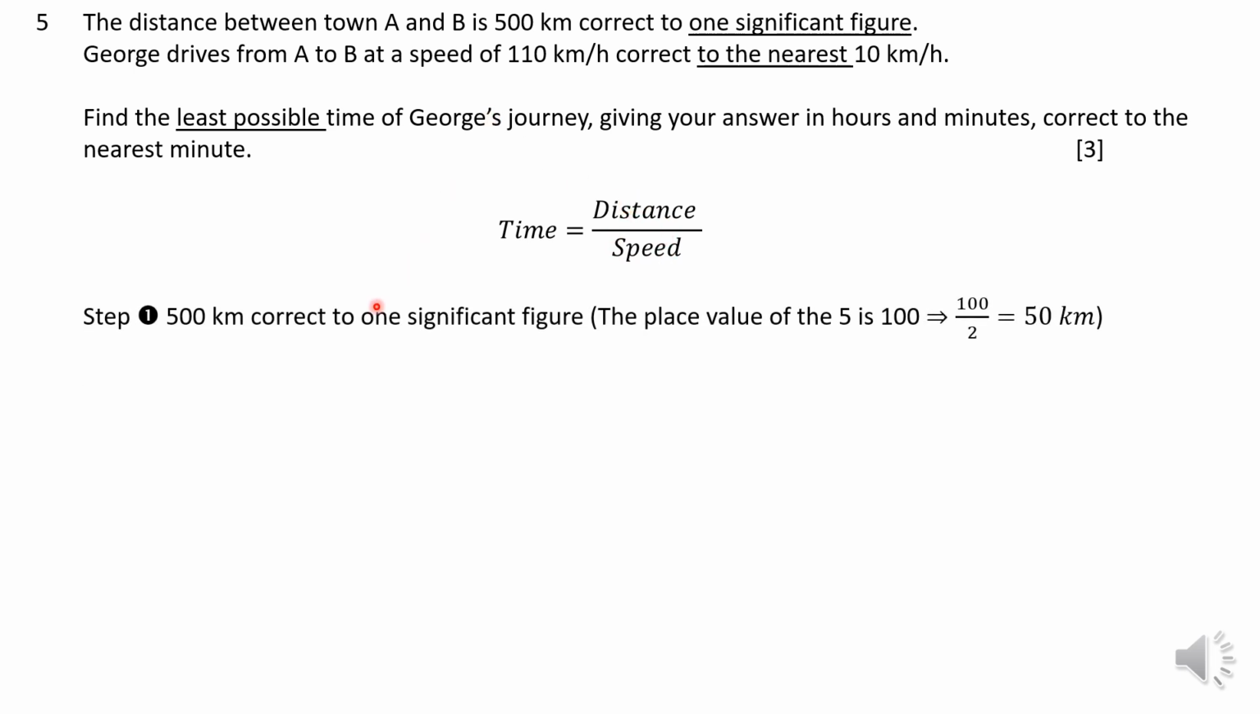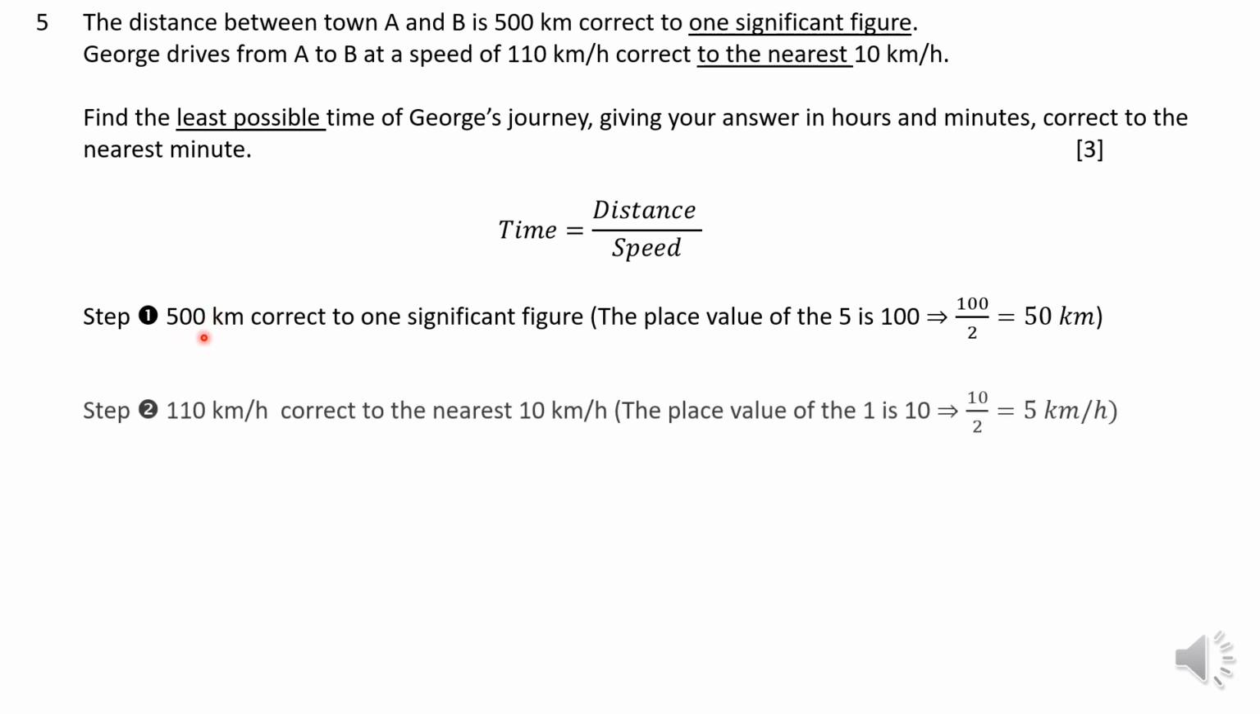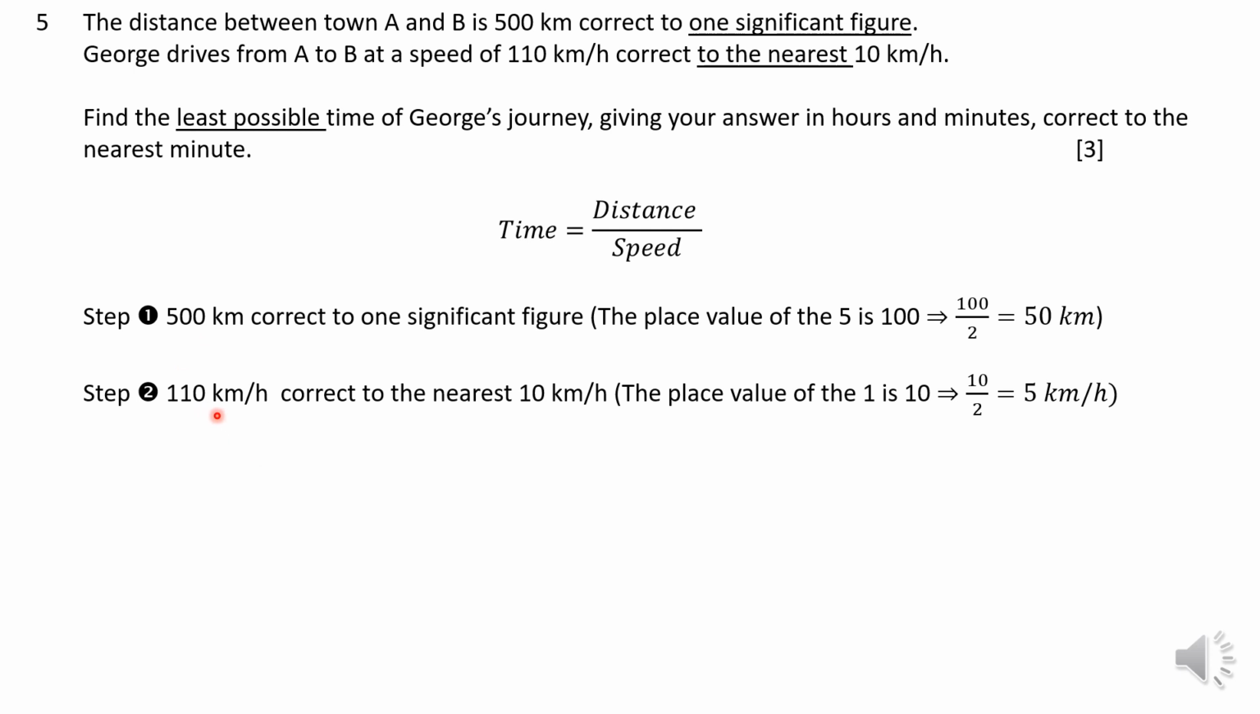So my first step is I am looking at the first part where they say the 500 kilometers is given correct to one significant figure, and this is important. So when I look at the place value of the one significant figure, the most significant figure here is the 5. The place value of that 5 is 100 in the number system. I take half of that 100, and this is the 50 that I'm going to add or subtract to that 500. Okay, and then I do the same with the 110 kilometers per hour.